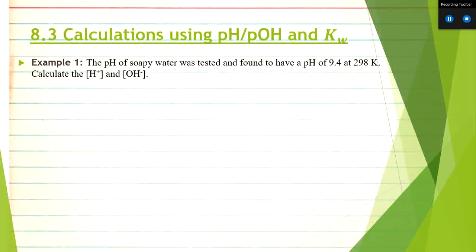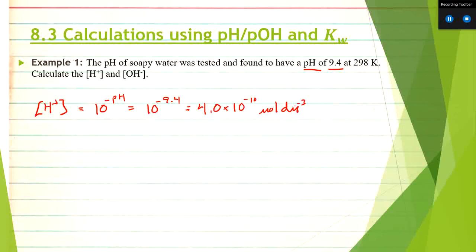Okay, so the first example here: the pH of a soapy water was tested and found to have a pH of 9.4 at 298 Kelvin. Calculate the concentration of hydrogen and the concentration of hydroxide. Since we're given the pH, we can calculate the concentration of hydrogen ions directly from that. So 10 to the negative pH, which gives us 10 to the negative 9.4, or 4.0 times 10 to the negative 10 moles per decimeter cubed.